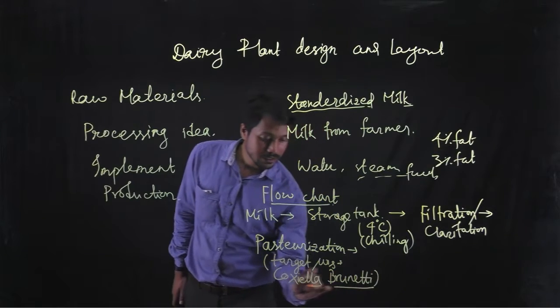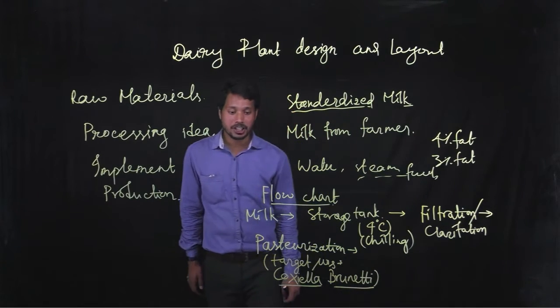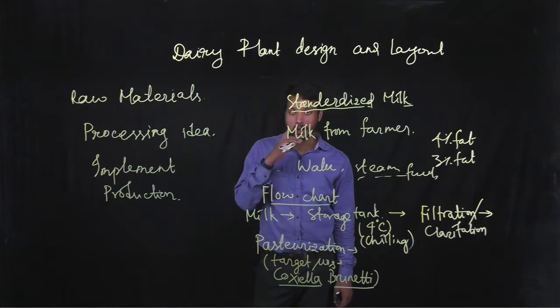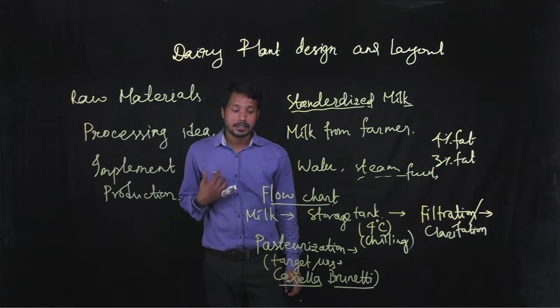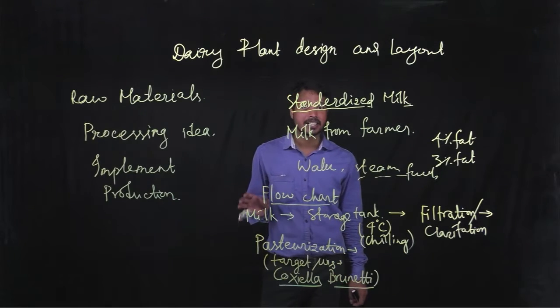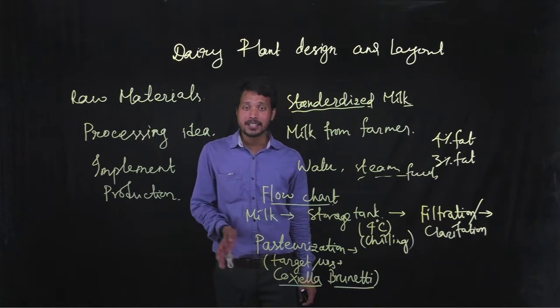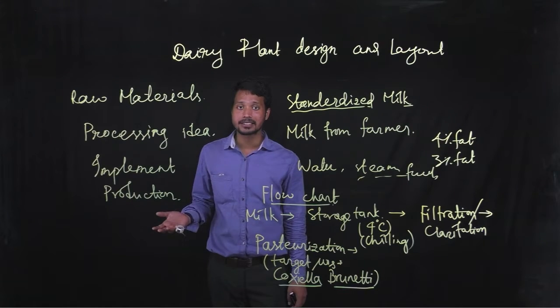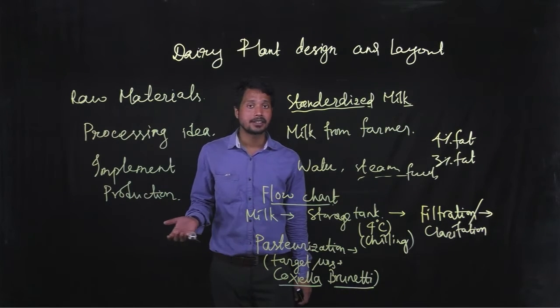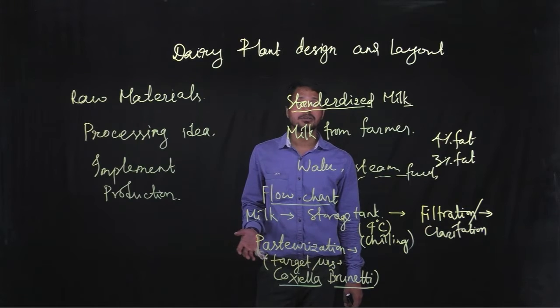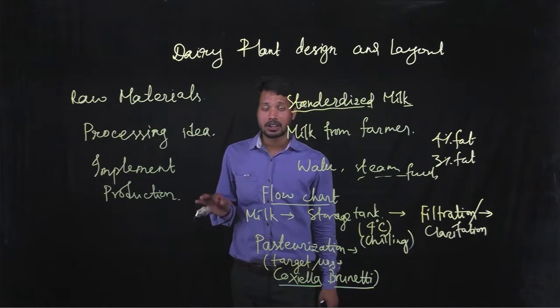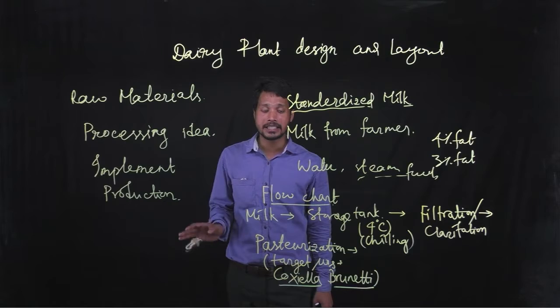Now what is the benefit of identifying this target microorganism? During pasteurization, as I said, the milk contains several microorganisms. This Coxiella burnetii has been found to be the most heat resistant microorganism. So while we pasteurize the milk at 72 degrees Celsius for 15 seconds, or at 63 degrees Celsius for 30 minutes, if this Coxiella burnetii is killed, then the other microorganisms present in the milk will also be killed at the same temperature. So this is the concept of target microorganism, because it's the most heat resistant.